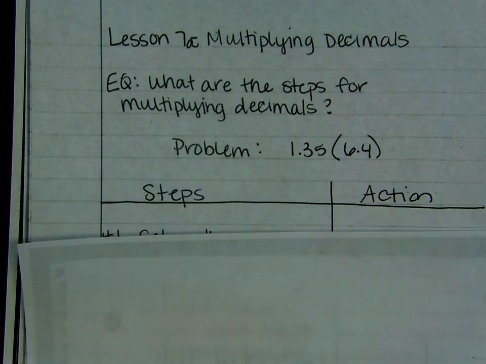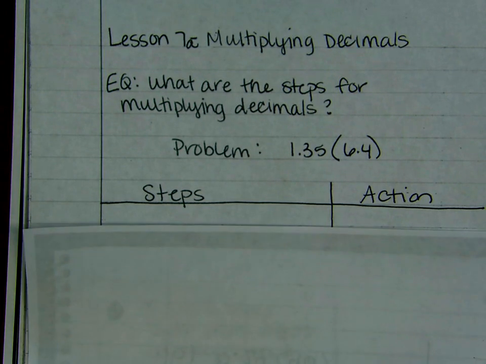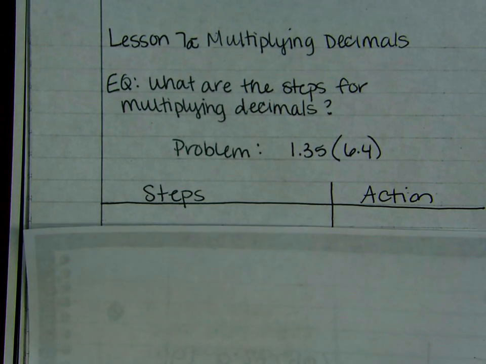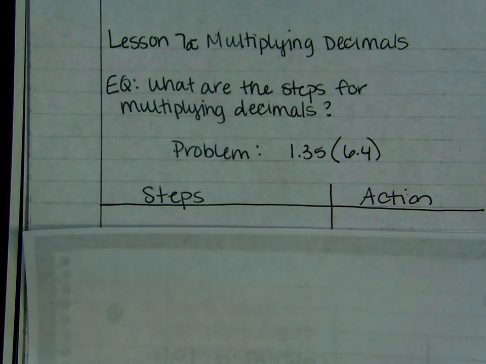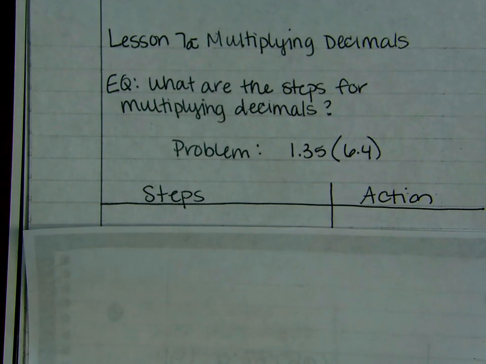All right? So I would like you to make a two-column chart just like we did in our last set of notes, but I want one side to be a little bit smaller than the other. And you're going to call these steps and action. Okay, so steps are going to be on the left, action on the right.